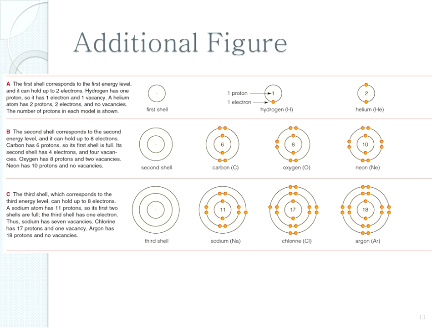So this is an additional figure. This is a figure from a different textbook, but I think it's helpful to summarize what we've been talking about, the structure of the atom. So hydrogen has an atomic number of 1. It has 1 proton in the nucleus. It has 1 electron, and that goes in this first shell. The first shell can hold up to 2 electrons.